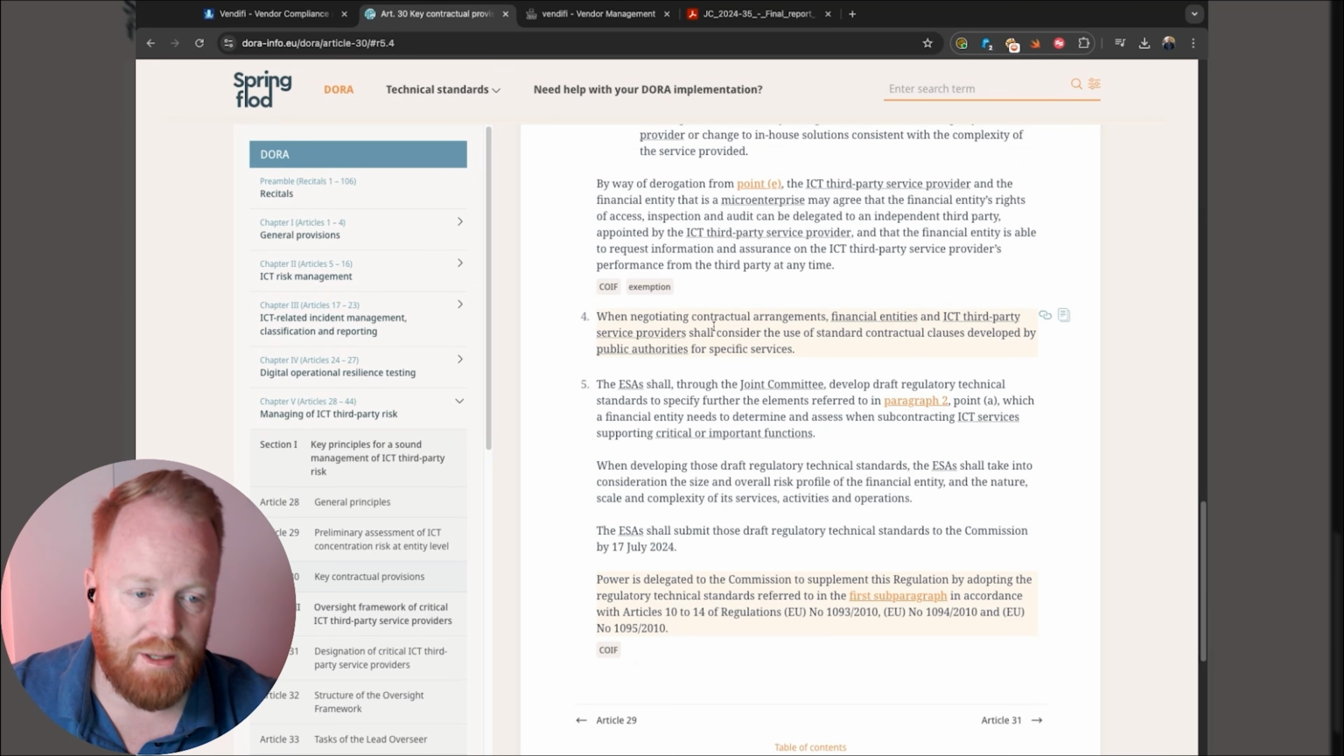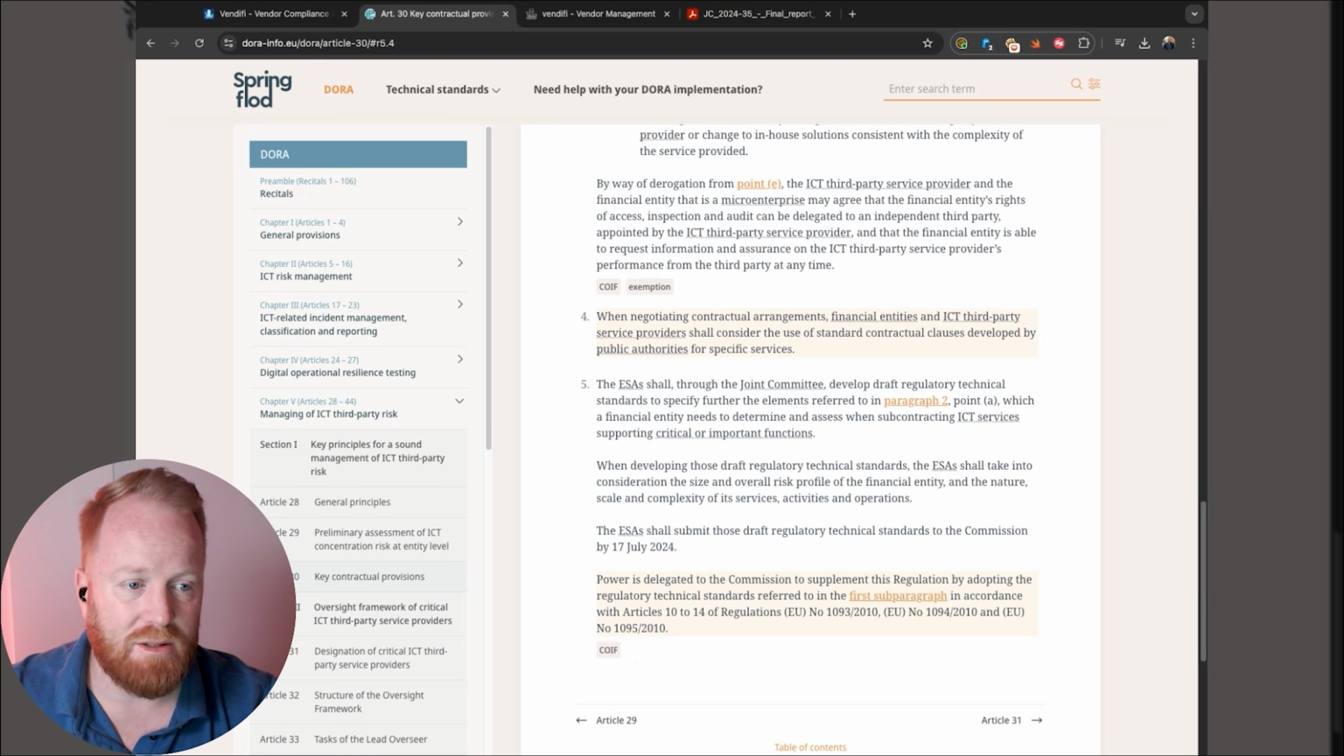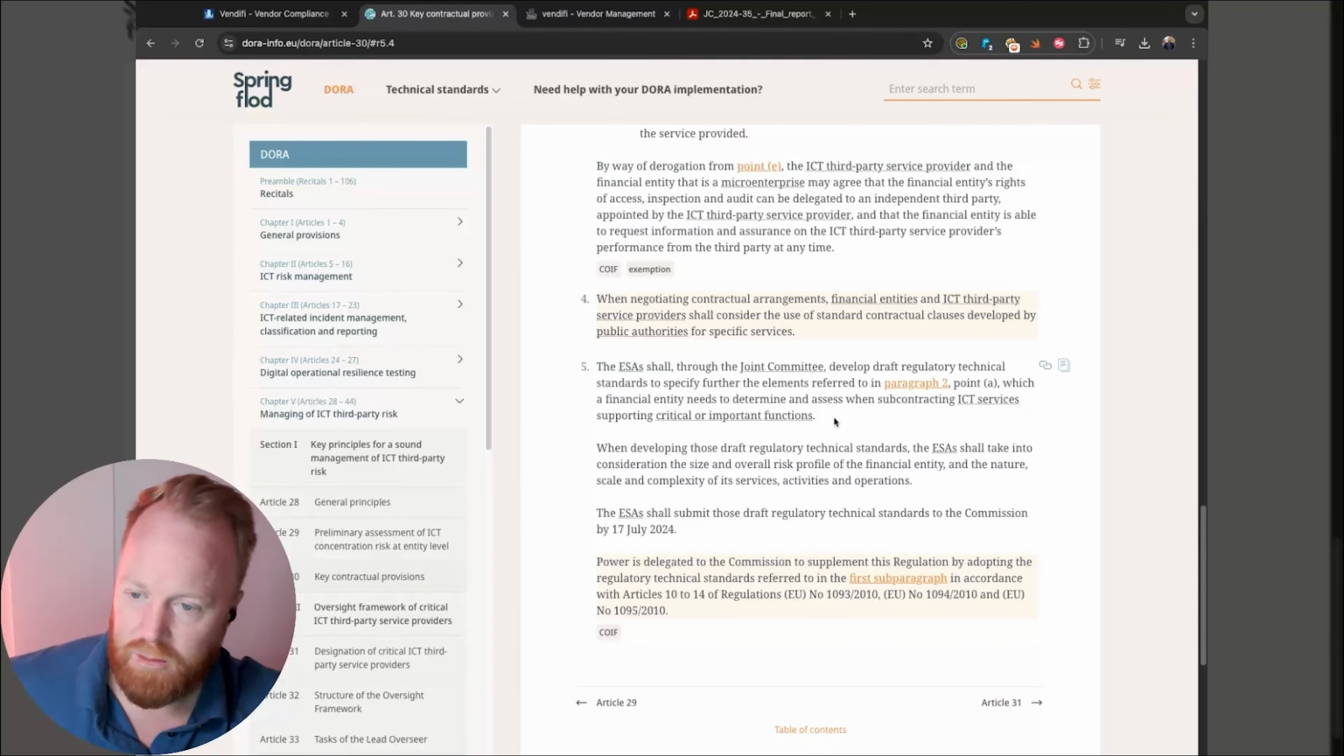when negotiating contracts, the financial entities and ICT providers should consider using standard contractual clauses created by public authorities for specific services. So don't make up your own bits and pieces.